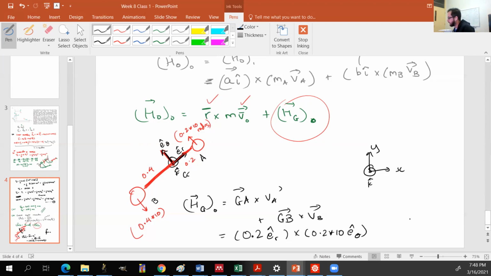Then you get the other one, which is plus GB. GB is minus 0.4 ER, it's in the negative direction, but then VB is also in the negative direction. So this is getting crossed with 0.4 times 10 minus E theta. So this becomes minus minus, so they just end up adding up. ER crossed with E theta is equal to the K hat direction, so you can just write everything in terms of K hat.